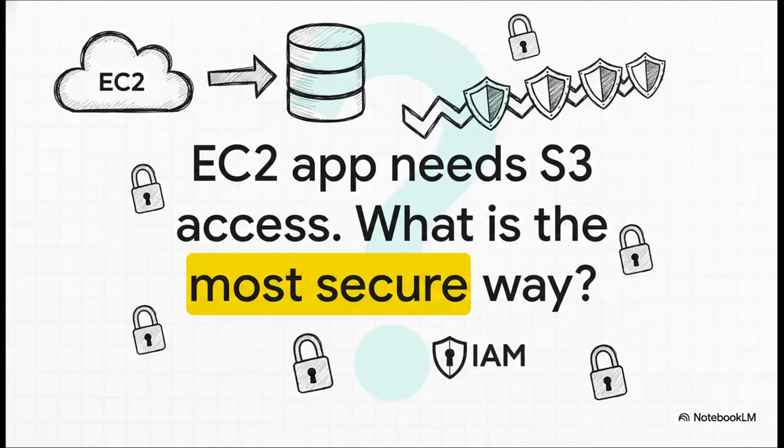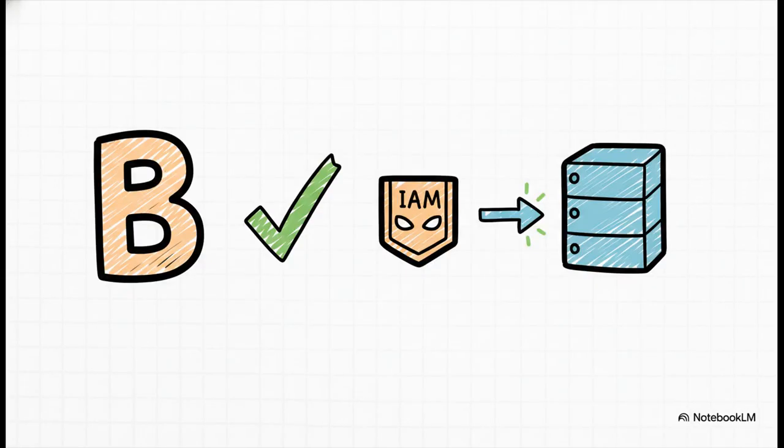Okay, pop quiz time. Based on what we just talked about, how do you solve this classic exam scenario? You have an app on a server, and it needs to get data from an S3 bucket. What is the most secure way to do it? Go ahead, pause for a second if you need to and really think it through. And the correct answer is B. You create an IAM role and attach it directly to the EC2 instance. If you got that, you're on the right track.